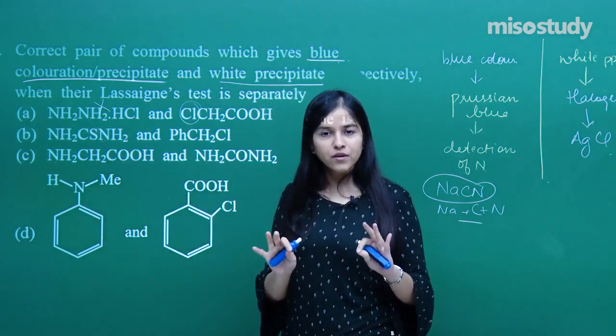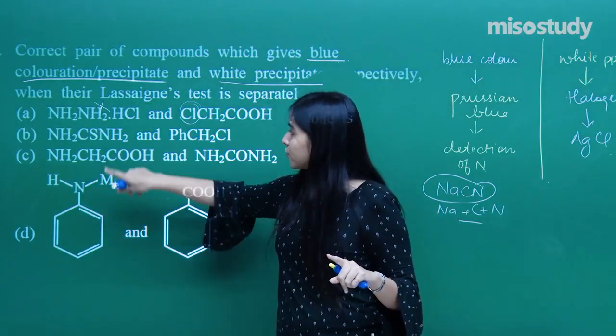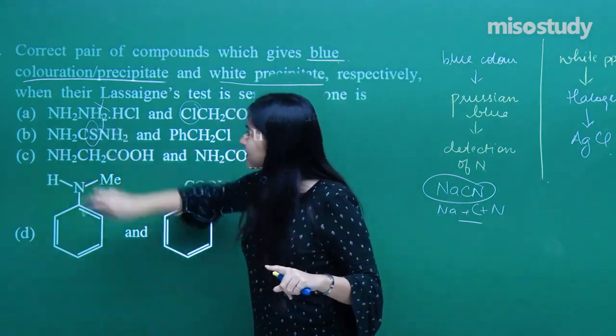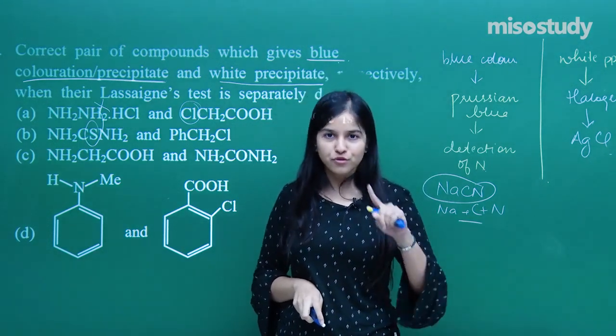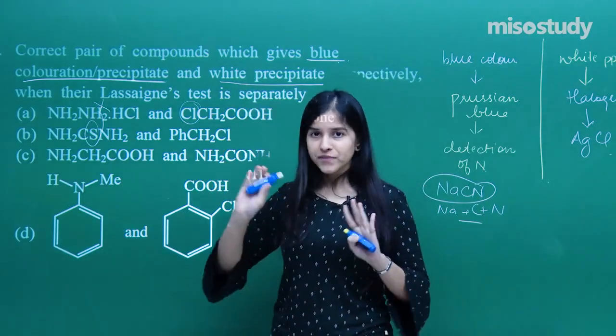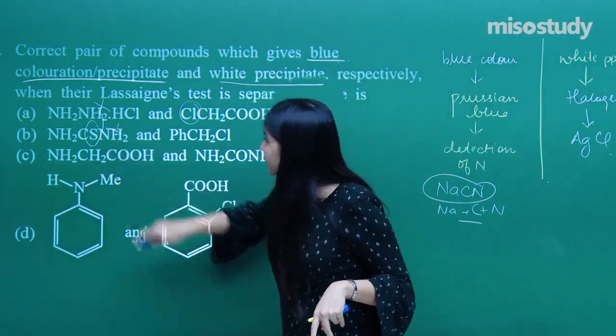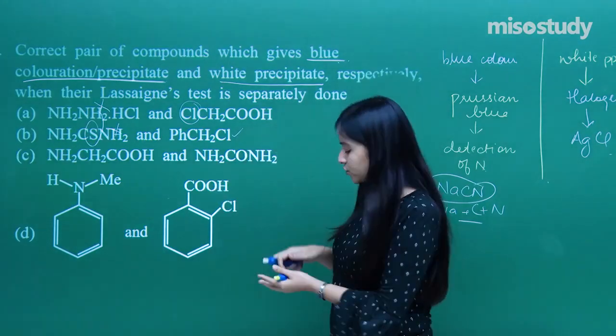NH2CSNH2. Here what do we have? We have got a thiourea. In thiourea, if you just observe, sulfur is present, and whenever sulfur interferes in the test for nitrogen, we get a blood red coloration and not the Prussian blue, right? So, this is also not giving the test. This will give the test. It has got chlorine, but otherwise the option is incorrect.